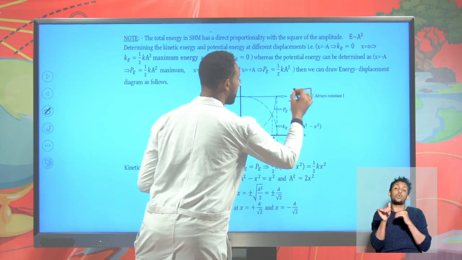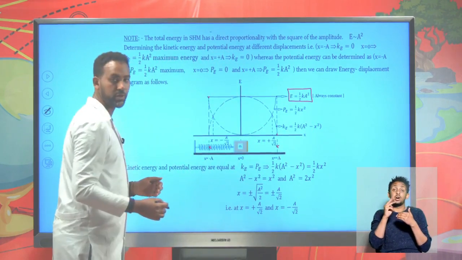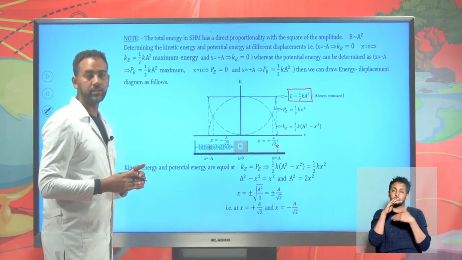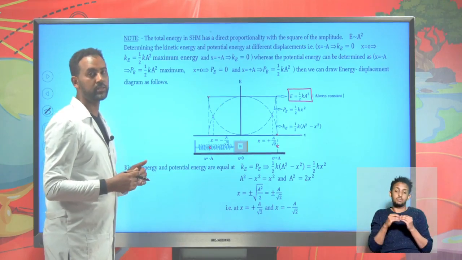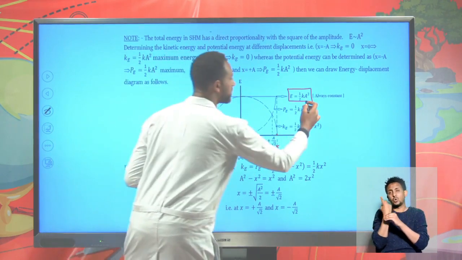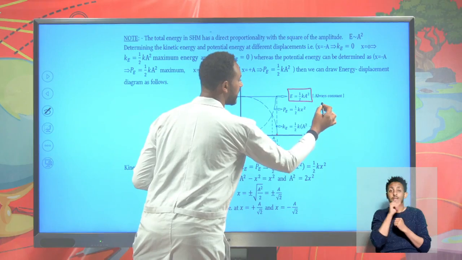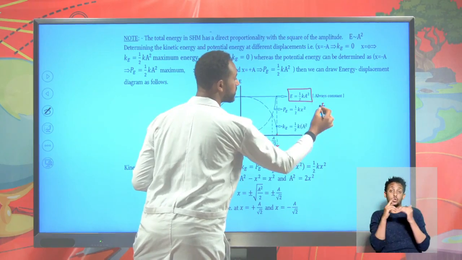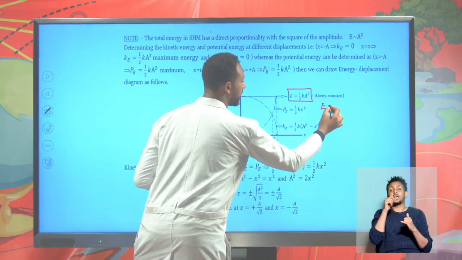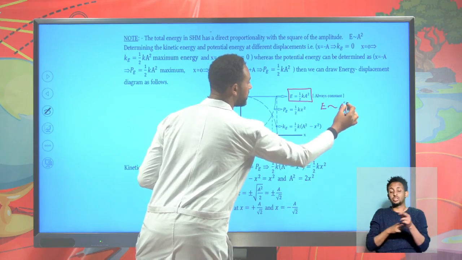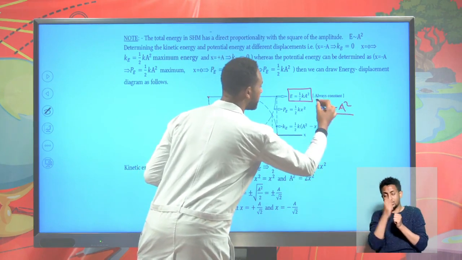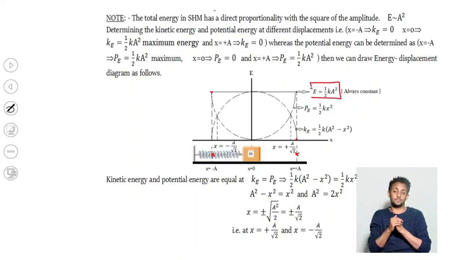For simple harmonic motion, the total energy, the sum total of kinetic energy and elastic energy, always remains constant. It's given as energy equals 1 over 2 k a squared, and energy is related to the square of the amplitude. For a given oscillator, we have the amplitude, and energy is associated with the square of the amplitude. This is what it says.